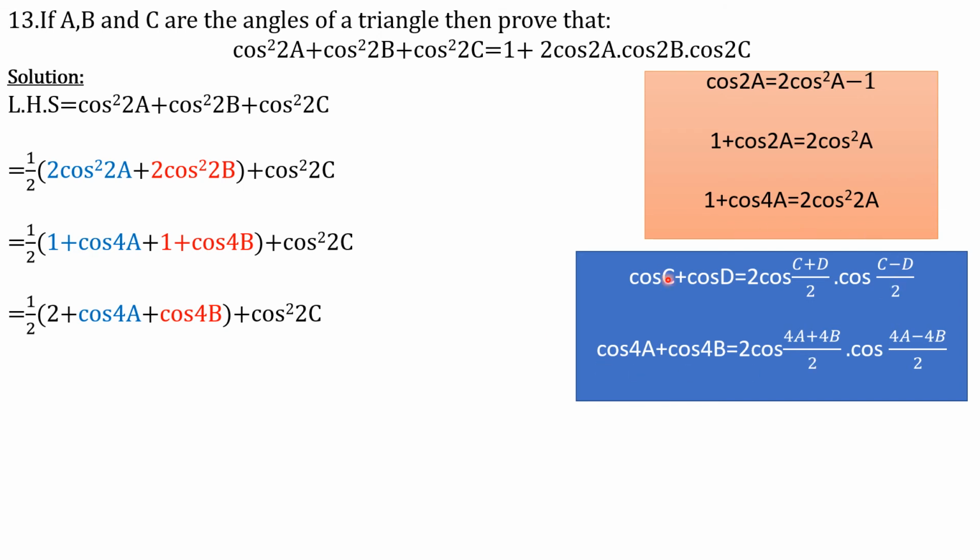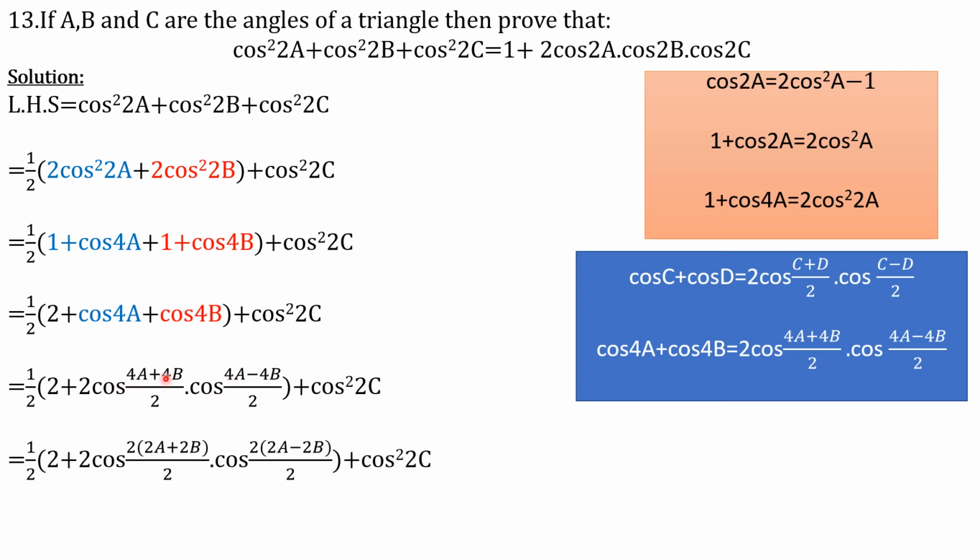Using this concept, if instead of C we are given 4A and instead of D we are given 4B, then we will have cos 4A plus cos 4B, which is equal to 2 cos 4A plus 4B over 2 into cos 4A minus 4B over 2. So the same portion is over here. So this can be replaced by 2 cos 4A plus 4B over 2 into cos 4A minus 4B over 2.